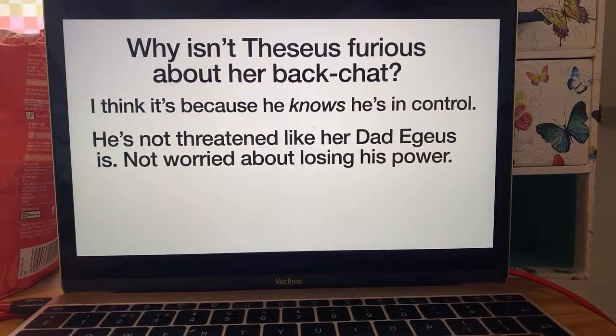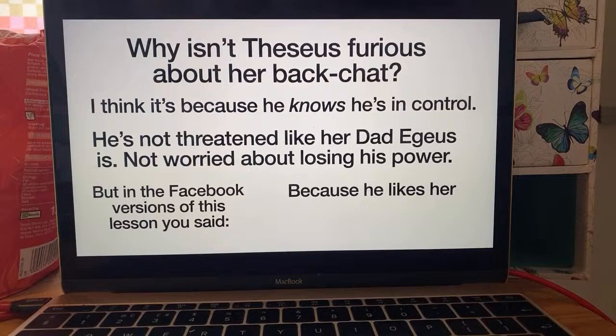But on Facebook, you said lots of wise things, but these are the ones that I could remember. Someone said, because he likes her, maybe he has quite a close relationship with her. He calls her something like fair maid, doesn't he? And then someone yesterday said, because he's in love too. And I thought, wow, that is such a brilliant point. Yeah, he can empathize because he is in love. And love is this big theme of Midsummer Night's Dream. So maybe it's making him a better leader than Aegeus because he's in love too. Anyway, moving on. I thought that was interesting.